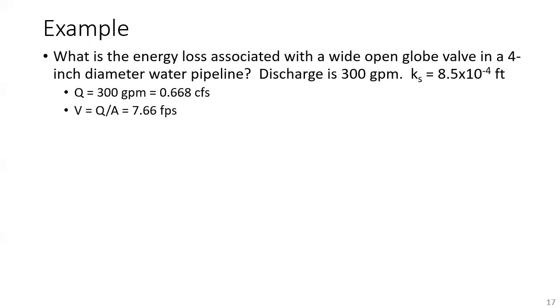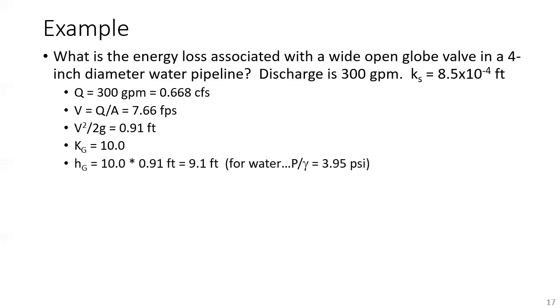The velocity is discharge over area. So we've got a 4-inch diameter pipe. We calculate the area, and from that get the average velocity, 7.66 feet per second. We can calculate the velocity head, v squared over 2g. g is 32.2 feet per second squared. That gives us a velocity head of 0.91 feet. We just looked up the minor loss coefficient for the globe valve, that's 10. And so the minor loss associated with the globe valve is K globe valve v squared over 2g.